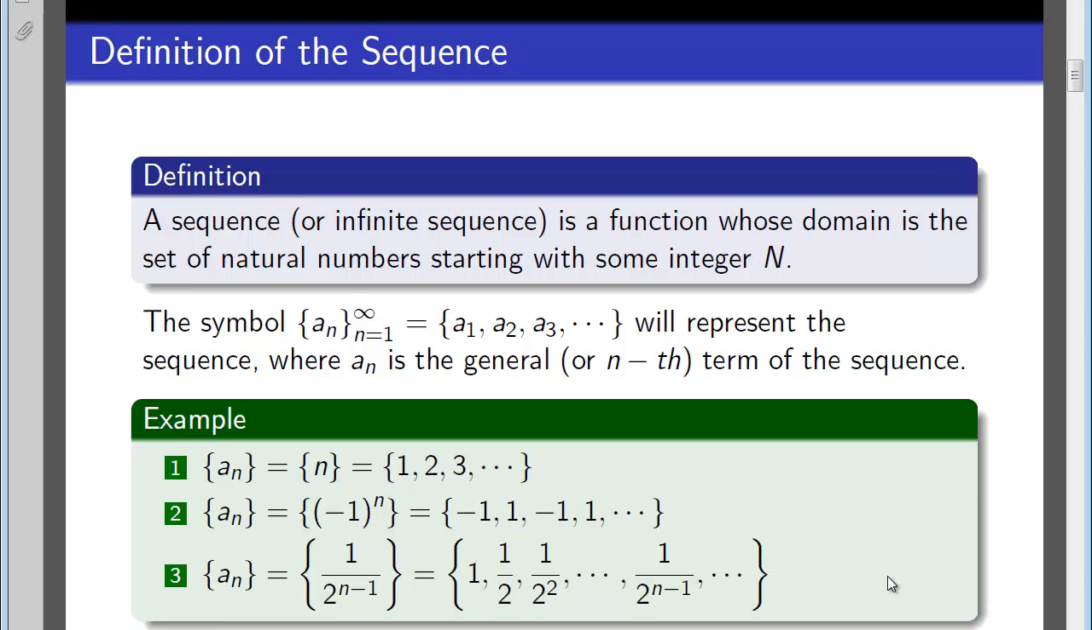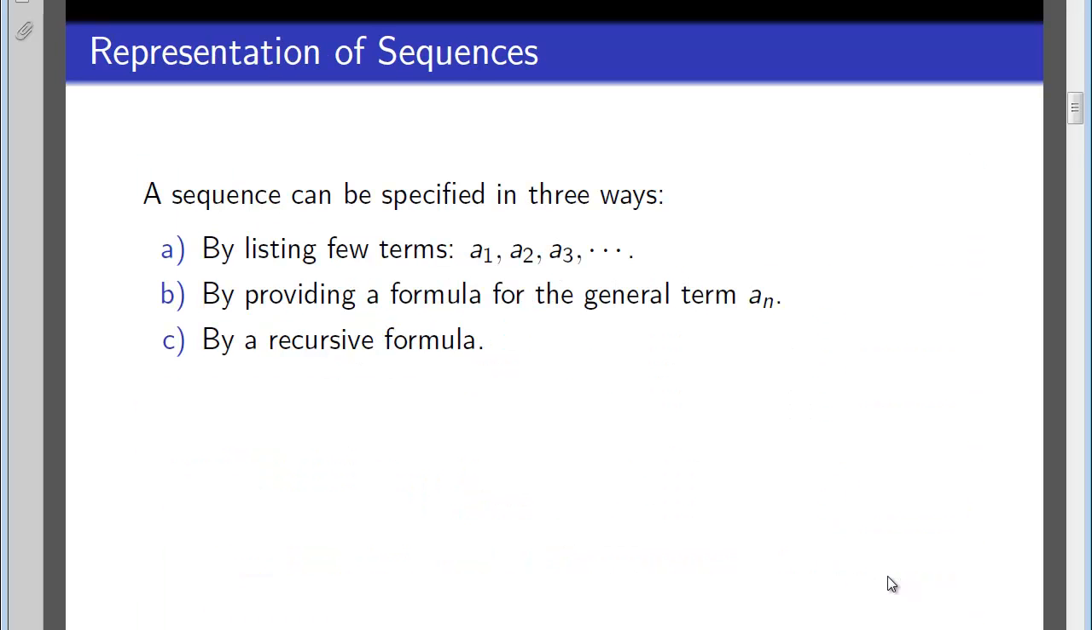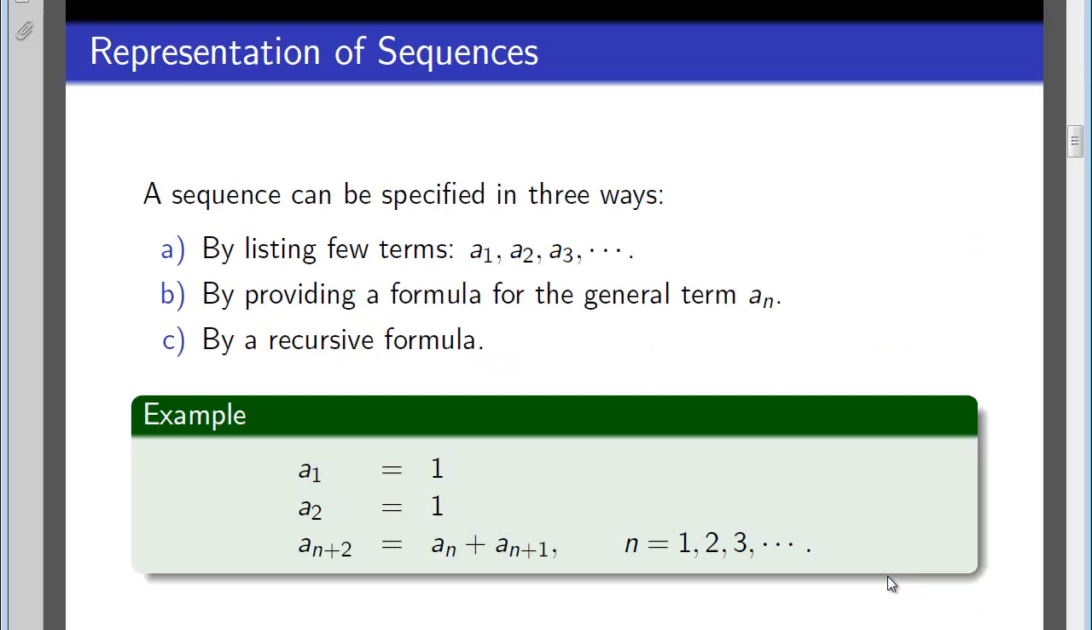Now we may look for some examples of sequences. Examples 1, 2 and 3 give almost the same type of examples, but if we continue with example 4, in this case, if you note here that a sub 1 is 1, a sub 2 is 1, and a sub n plus 2 equals a sub n plus a sub n plus 1. That is, this is an example which is different than the first three.